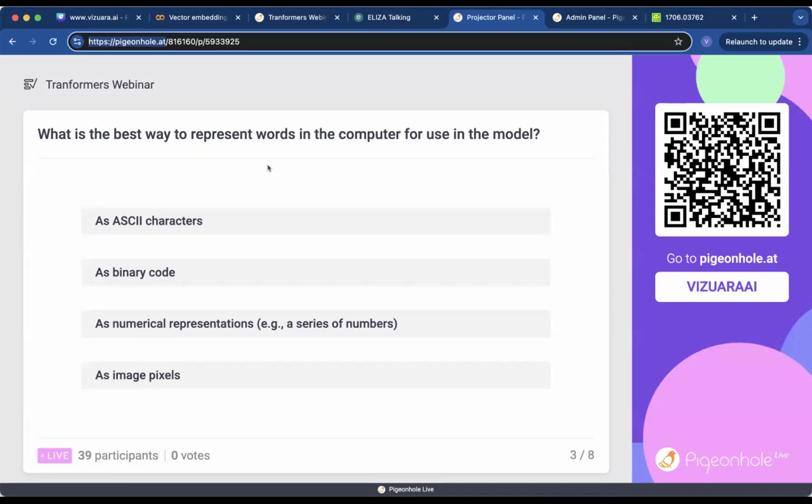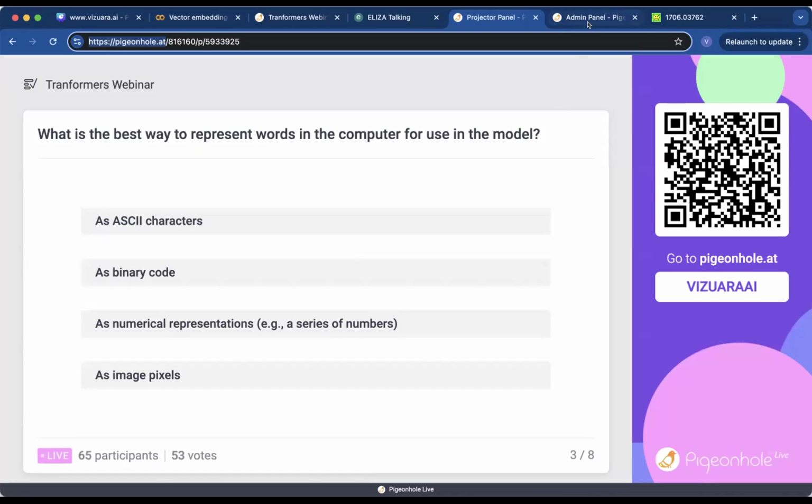Then the question is, what is the best way to represent words in the computer for use in the model? The first is ASCII characters, the second is binary code, third is numerical representation, and fourth is image pixels. So remember, there are 25 people right now who are tied at the top position on the leaderboard. I assume that after this question, there will be fewer people, or maybe not. Let's see. Each time around 50 votes are being cast. I guess only 50 people in the call are answering the question, but it's fine. Around 53 votes have been cast.